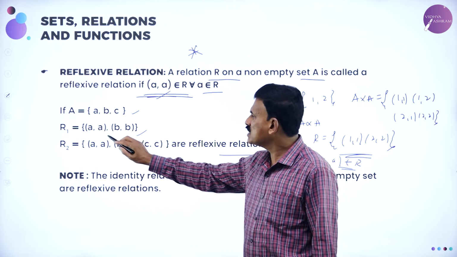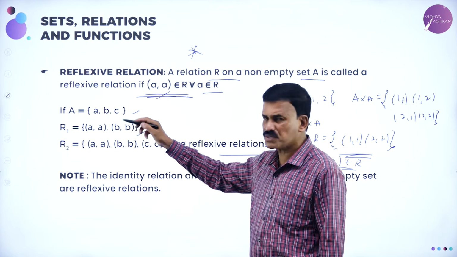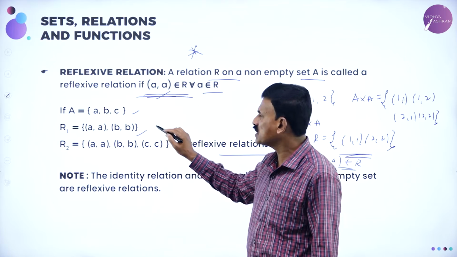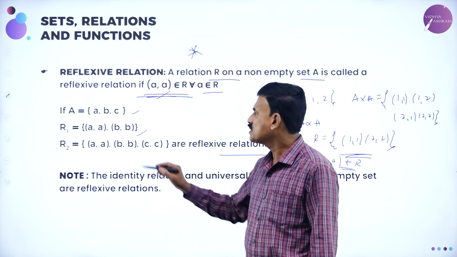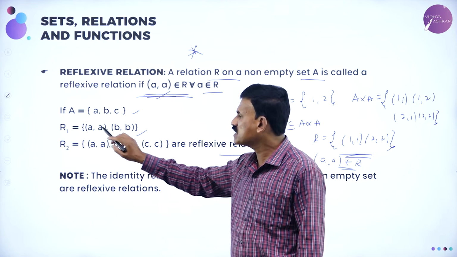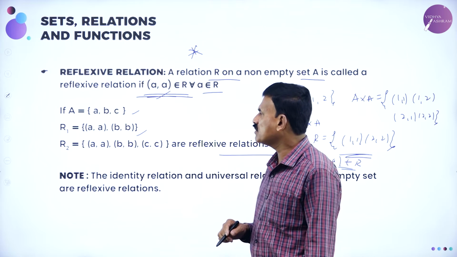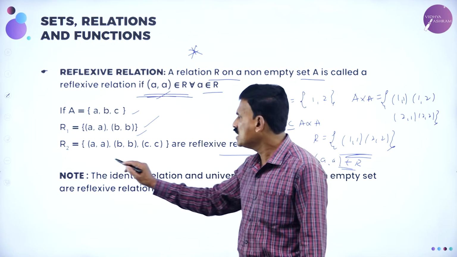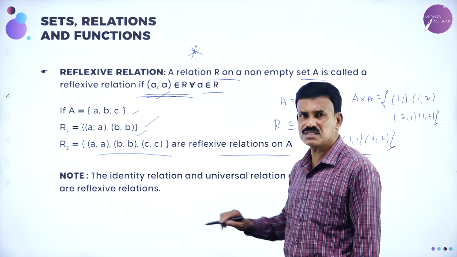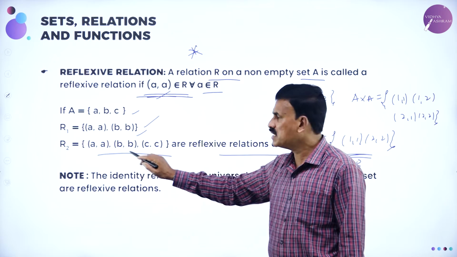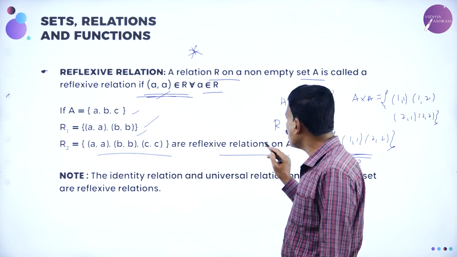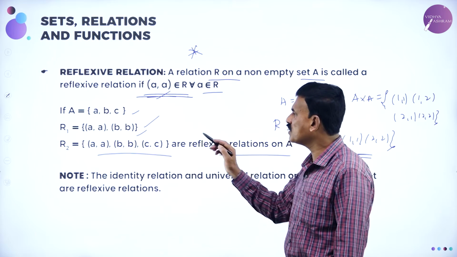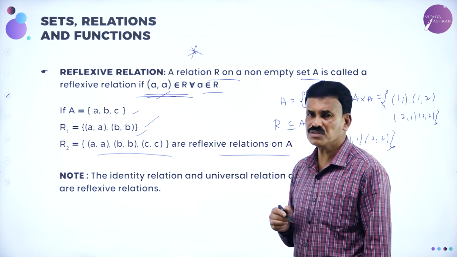Yes, (a, a) and (b, b) are subsets of A cross A, and since this is of the form (a, a) belongs to R, (x, x), (y, y), with the same first and second elements, (a, a) belongs to R and (b, b) belongs to R. Therefore R1 is a reflexive relation. Similarly, R2 is also a reflexive relation because (a, a), (b, b) and (c, c) all belong to R and are of the form (a, a). So R1 and R2 are reflexive relations.